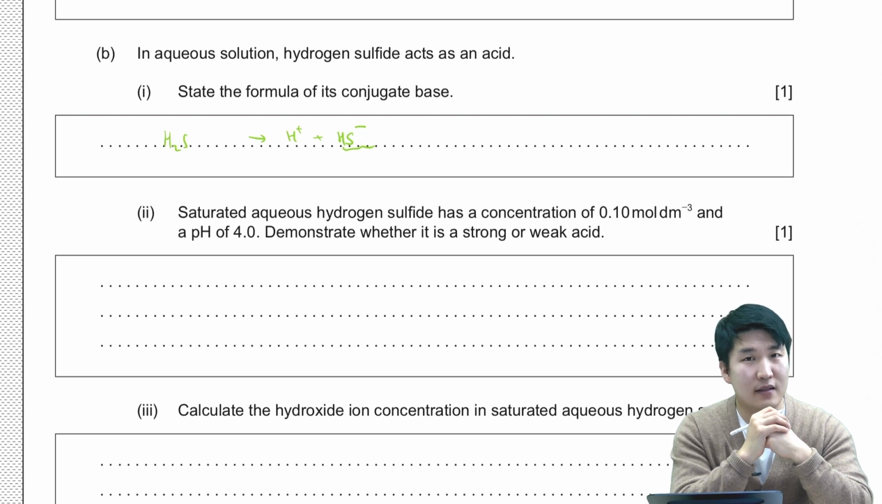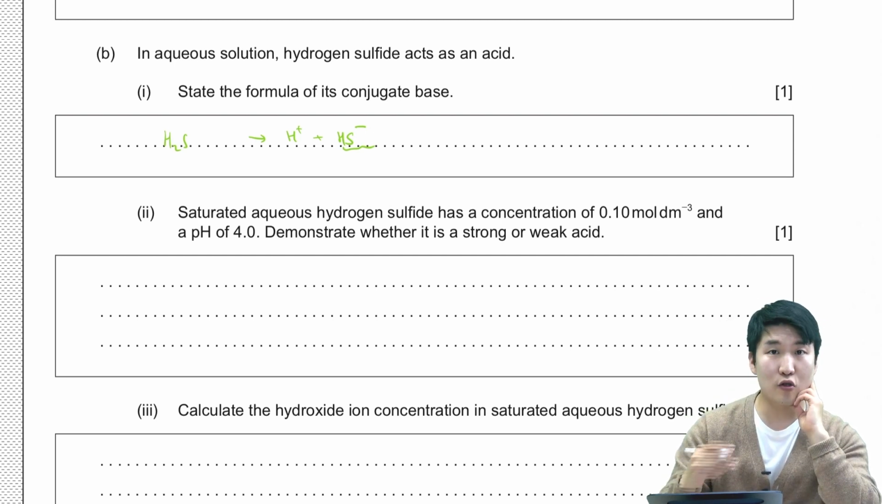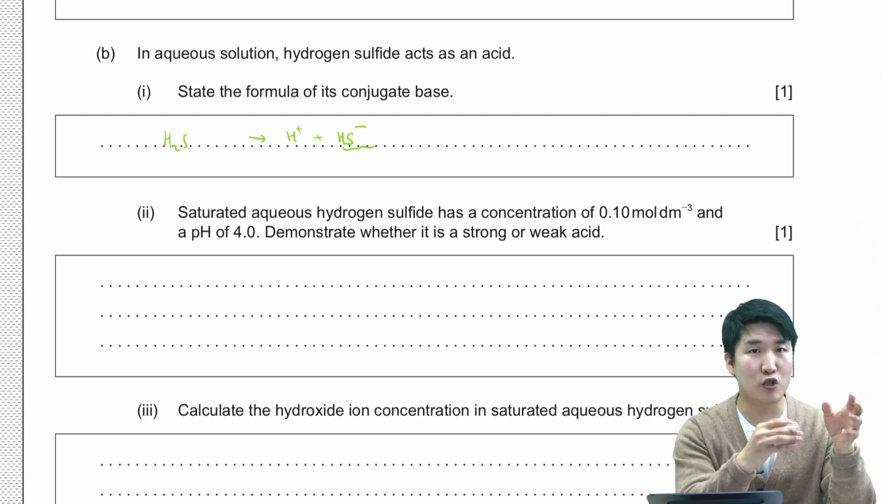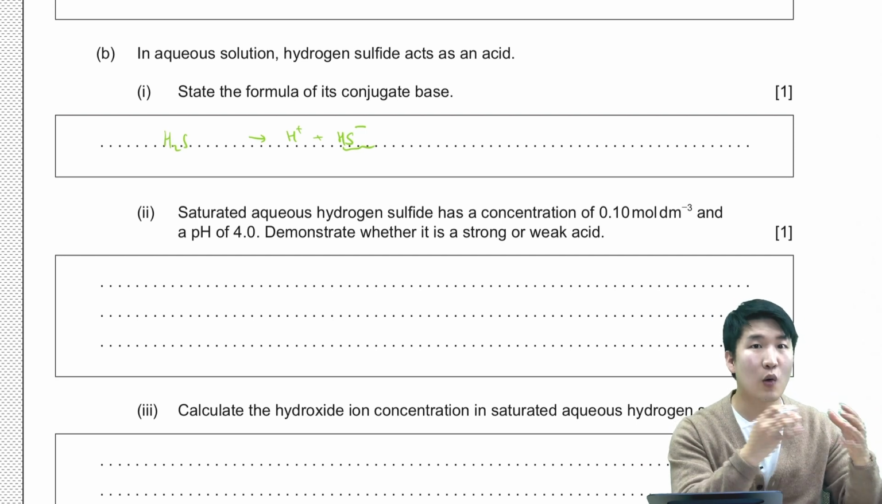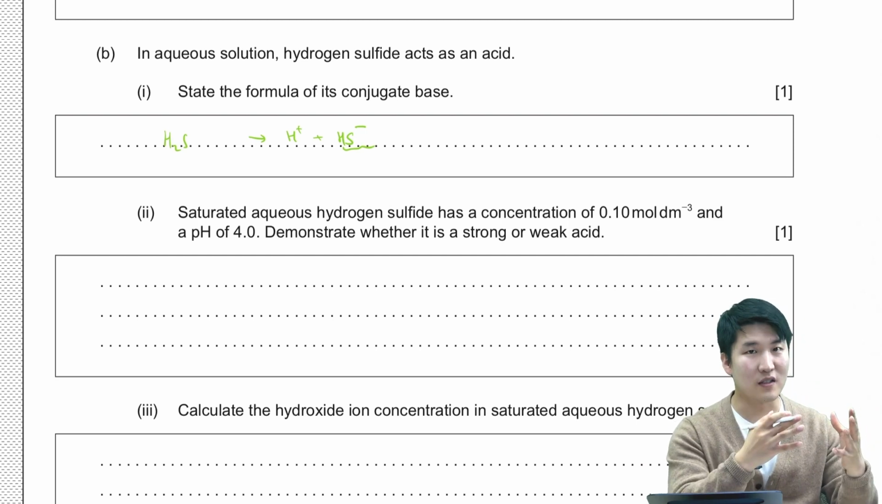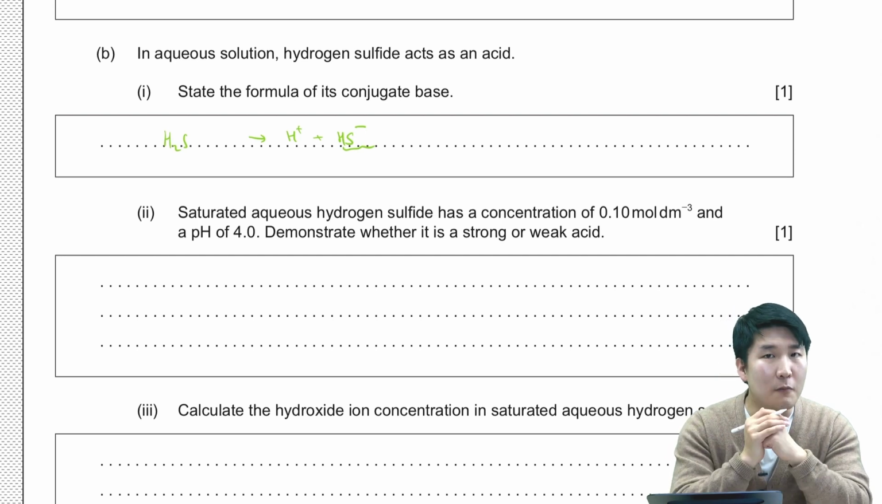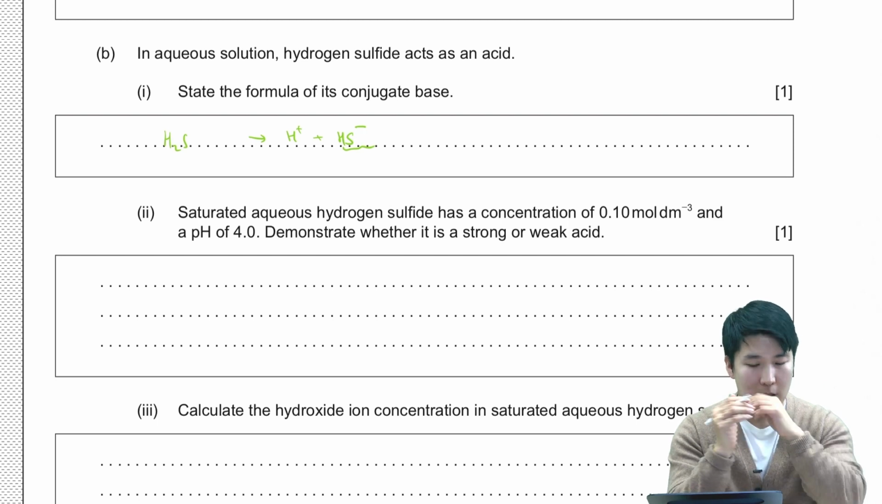We are asked to identify whether H2S is a strong or weak acid. In other words, how well does H2S dissociate? Does H2S completely dissociate or only partially dissociate? How are we able to determine this? From the concentration value we are given as well as the pH. This is how we identify.